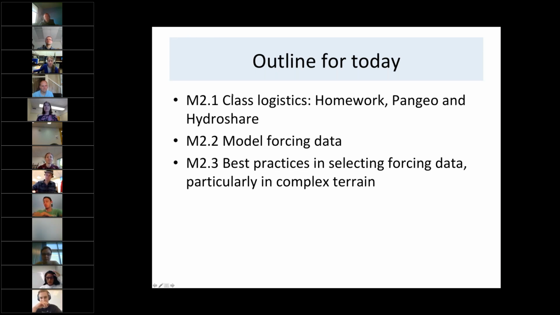Like last time, we're dividing today's lecture into three parts. Starting with class logistics, we're going to talk a little about the homework, Pangeo, and Hydroshare. We'll then go through all the pieces of model forcing data, and then I'll conclude with giving you basically my opinions on best practices in selecting forcing data, particularly in complex terrain.